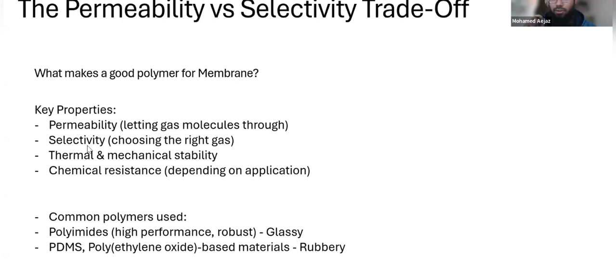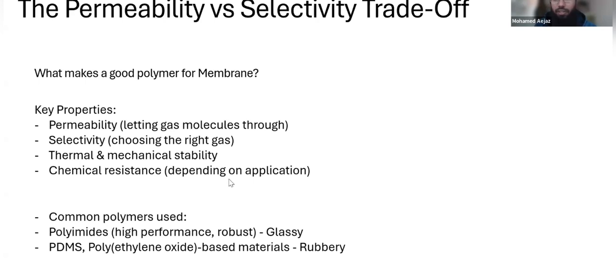Selectivity. It should be able to choose the right gas to pass through. So if you're passing carbon dioxide in a mixture with methane, you should be able to filter out carbon dioxide from methane. If it allows both carbon dioxide and methane, then again, the whole point is gone. And then it should be mechanically and thermally stable, because if you're going to put them in application, they are going to get degraded, corroded, and they're going to face harsh environmental conditions. So they should be stable. And then the main one is chemical resistance, depending on the application, because membranes are very, very sensitive to corrosion and other factors.